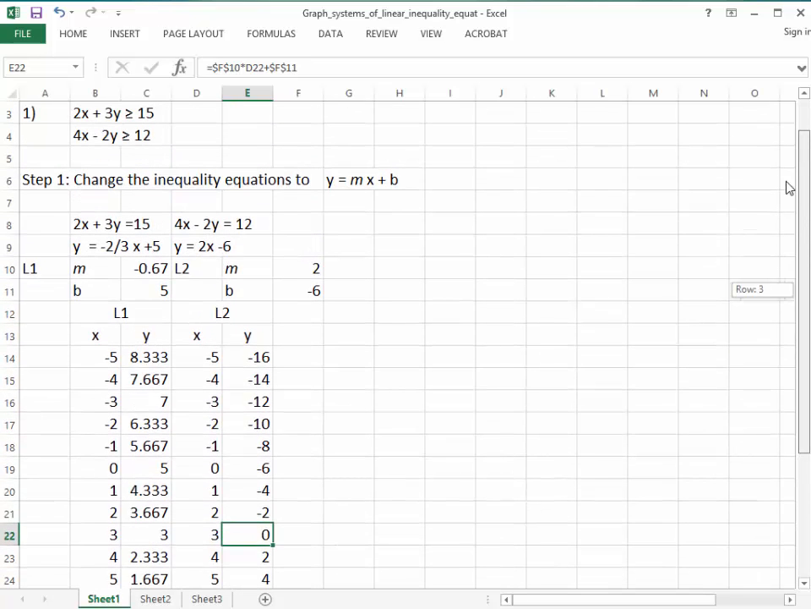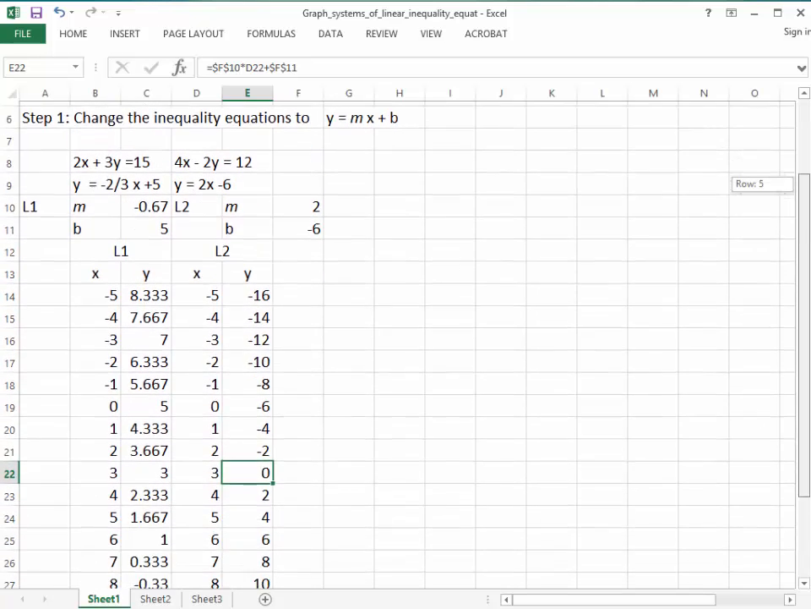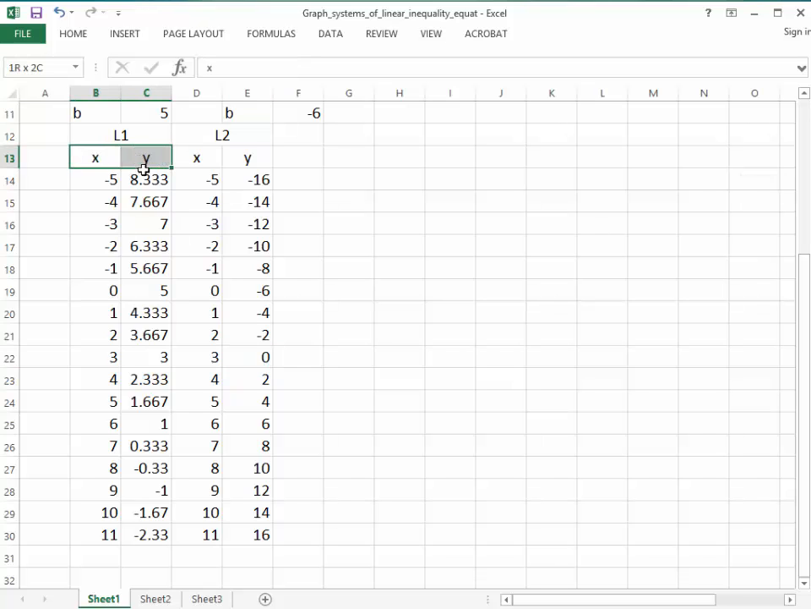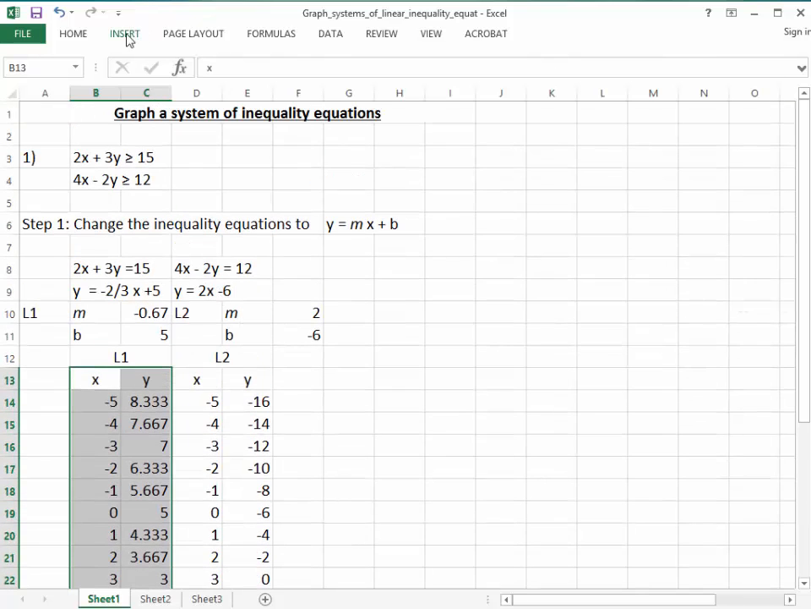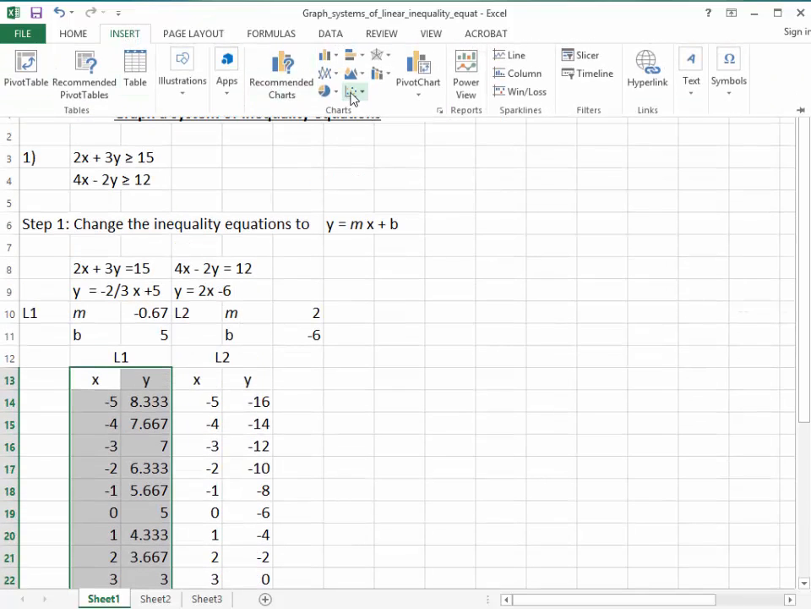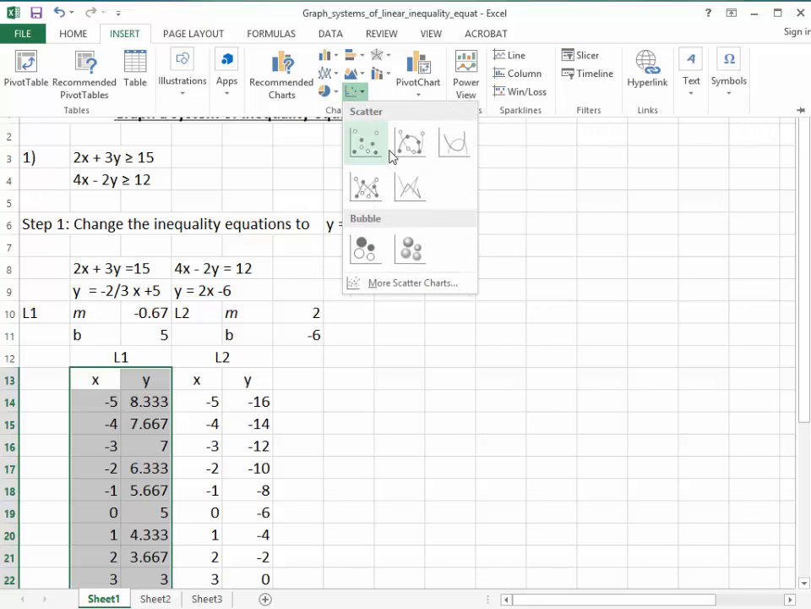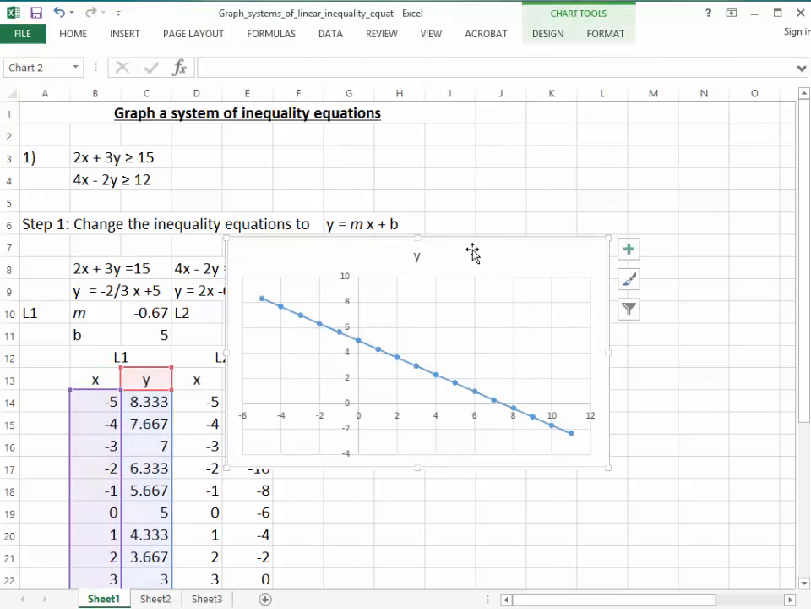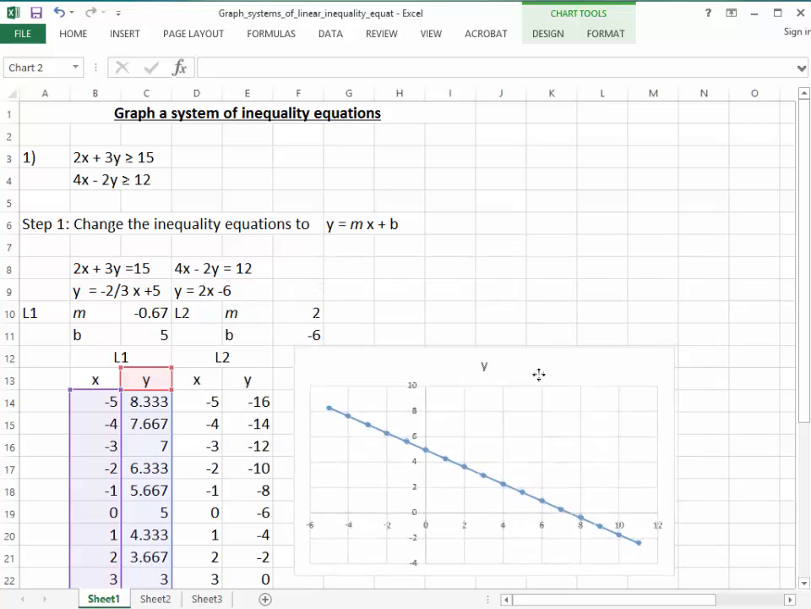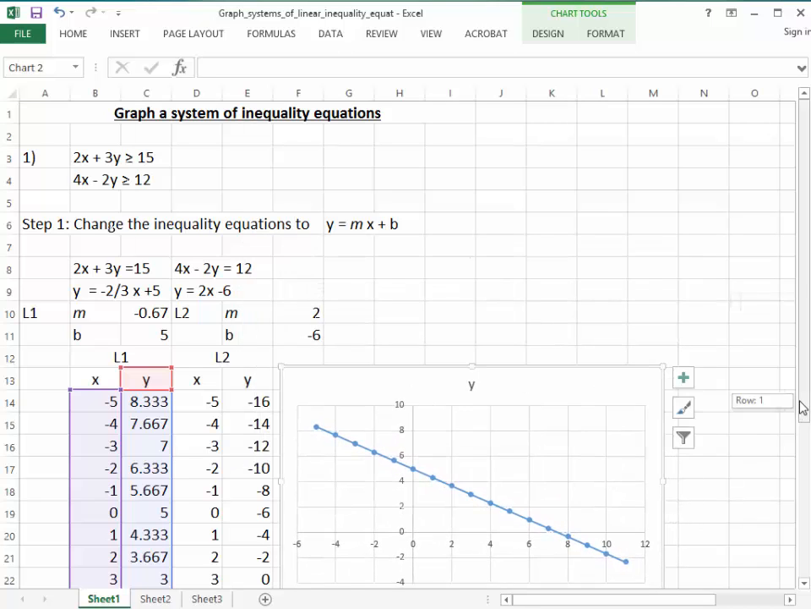Now we're ready for graphing the lines. So again, we're going to highlight the x and the y coordinates for the first line. We go to Insert, and we are going to go to our scatter plot with a line, and now we have the linear graph.